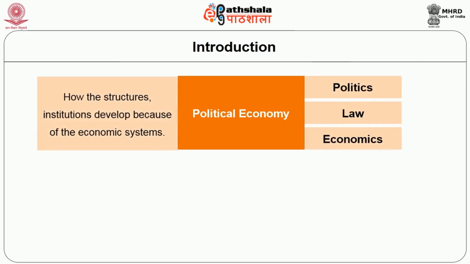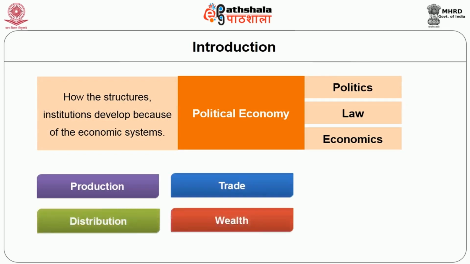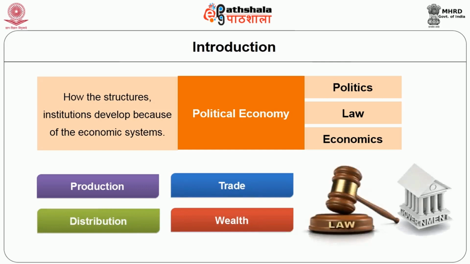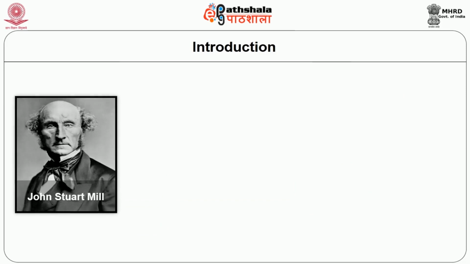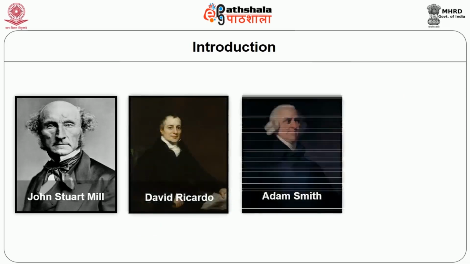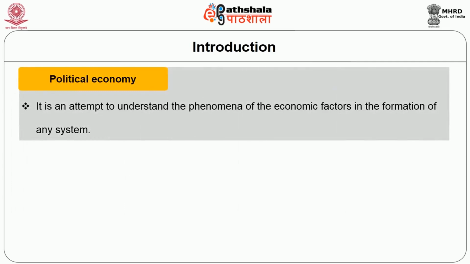Political economy is the interplay between politics, law, and economics, and how structures and institutions develop because of the economic systems. It studies production, trade, distribution, and wealth, etc., in relation to law and government. This phrase was used by leading economists like John Stuart Mill, David Ricardo, Adam Smith, and Karl Marx. Political economy is an attempt to understand the role of economic factors in the formation of any system.